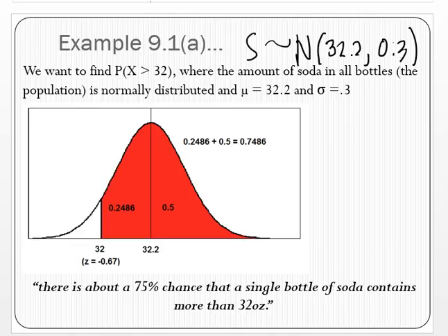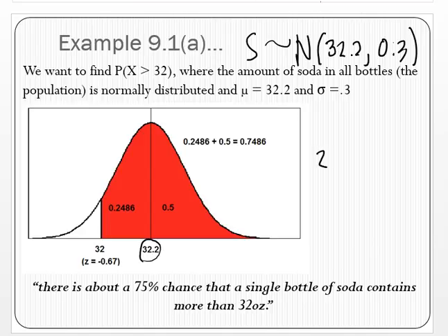So, what is the chance that if I randomly select one bottle, the amount of soda in that bottle is greater than 32 ounces? The first thing you want to do, as we did with normal problems, is get a picture of it. 32.2 is the mean. I'm wondering what percent, or what is the chance that a single bottle drawn from the population, so there's no sample mean here, it's just a single bottle, is greater than 32 ounces. The first thing I need to do is find my z-score for 32.